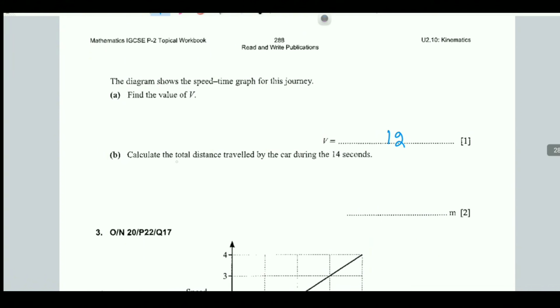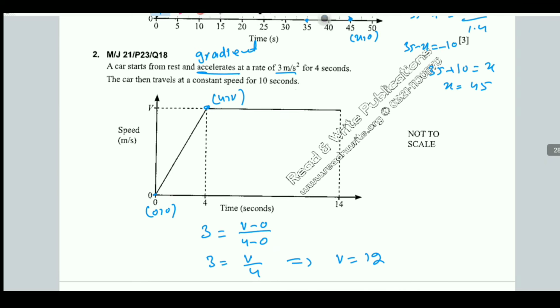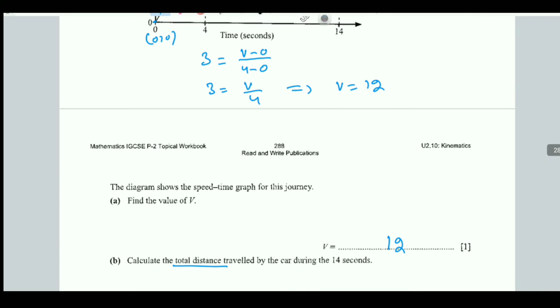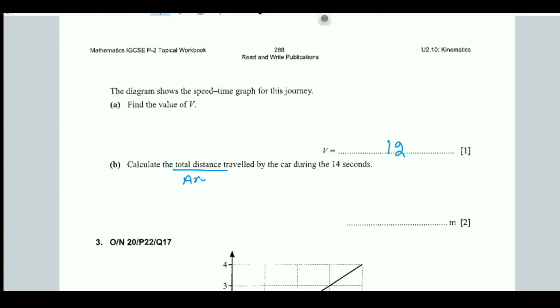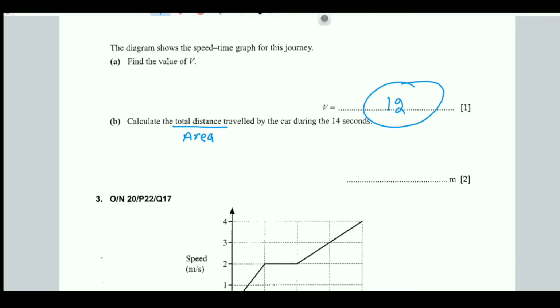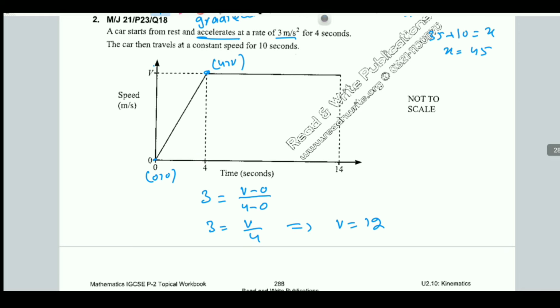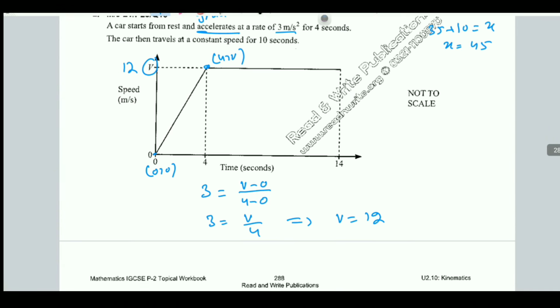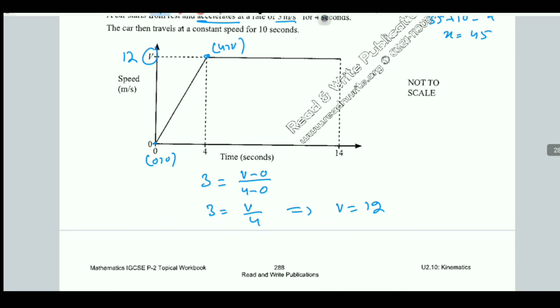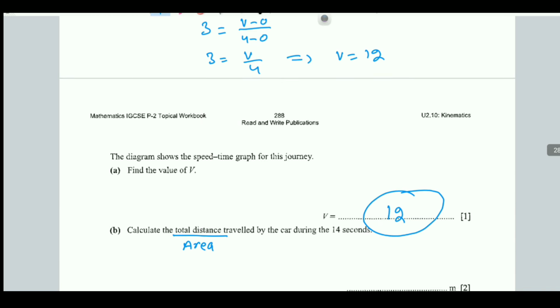Okay, total distance traveled in 14 seconds means that is area. So the area of a trapezium will be used here. You will use the value of V, that is 12, and you will find the area. Now it is calculated, so you can easily find the area of this shape. This is the trapezium shape, so you will use the formula of the trapezium here. Okay, next part.